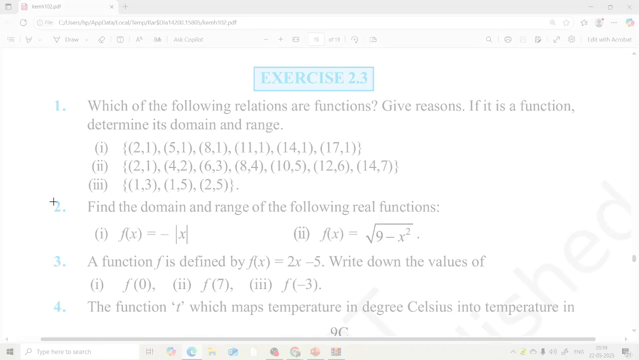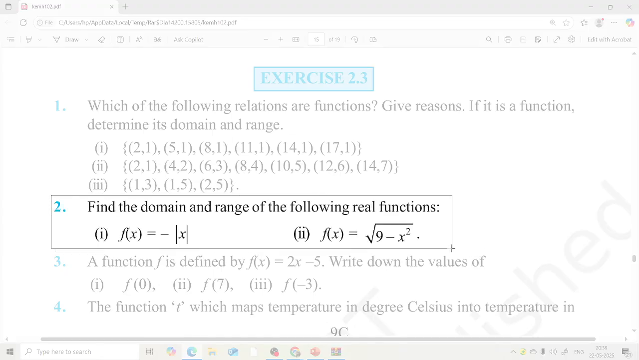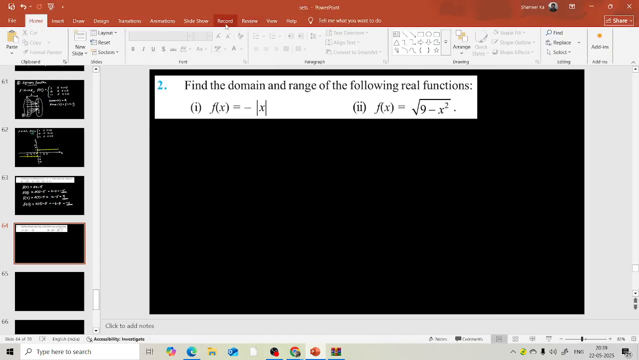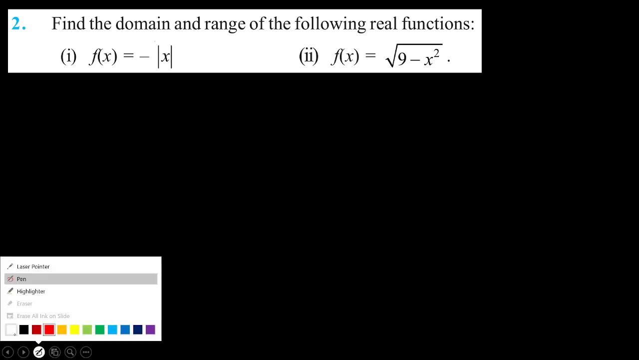In the second question, the second part is a very important problem. Let me discuss this. Find the domain. This is the last exercise of this chapter. Find the domain and range of the following real functions. The first one is f of x equal to minus mod x.